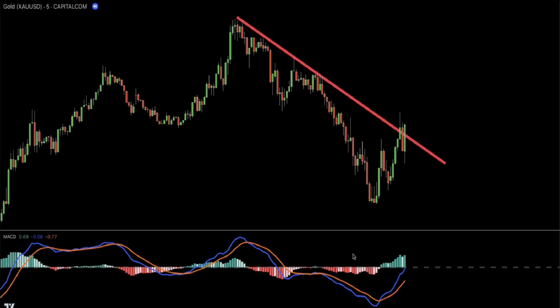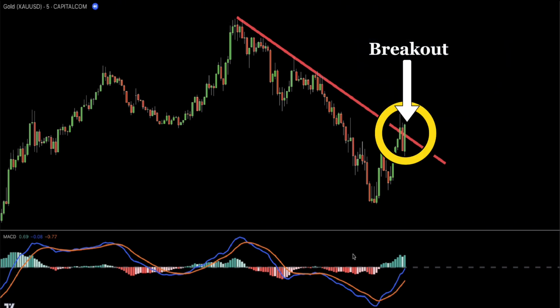Now check out this setup on the chart. We're in a clean downtrend with lower highs connected by a trend line. Sellers have been in control, steadily pushing the price lower, but suddenly the price breaks above the trend line. That's our first major clue. The breakout hints that sellers are losing steam and buyers may be gaining control.